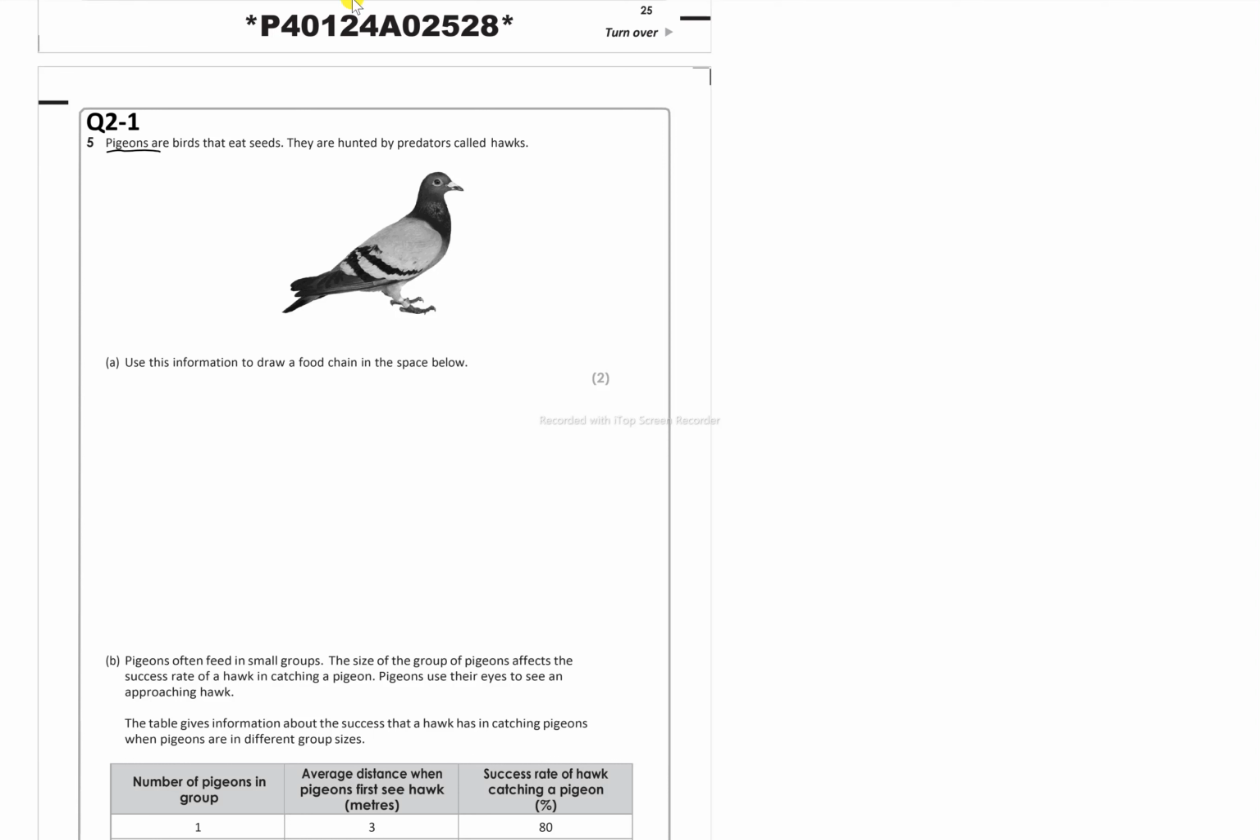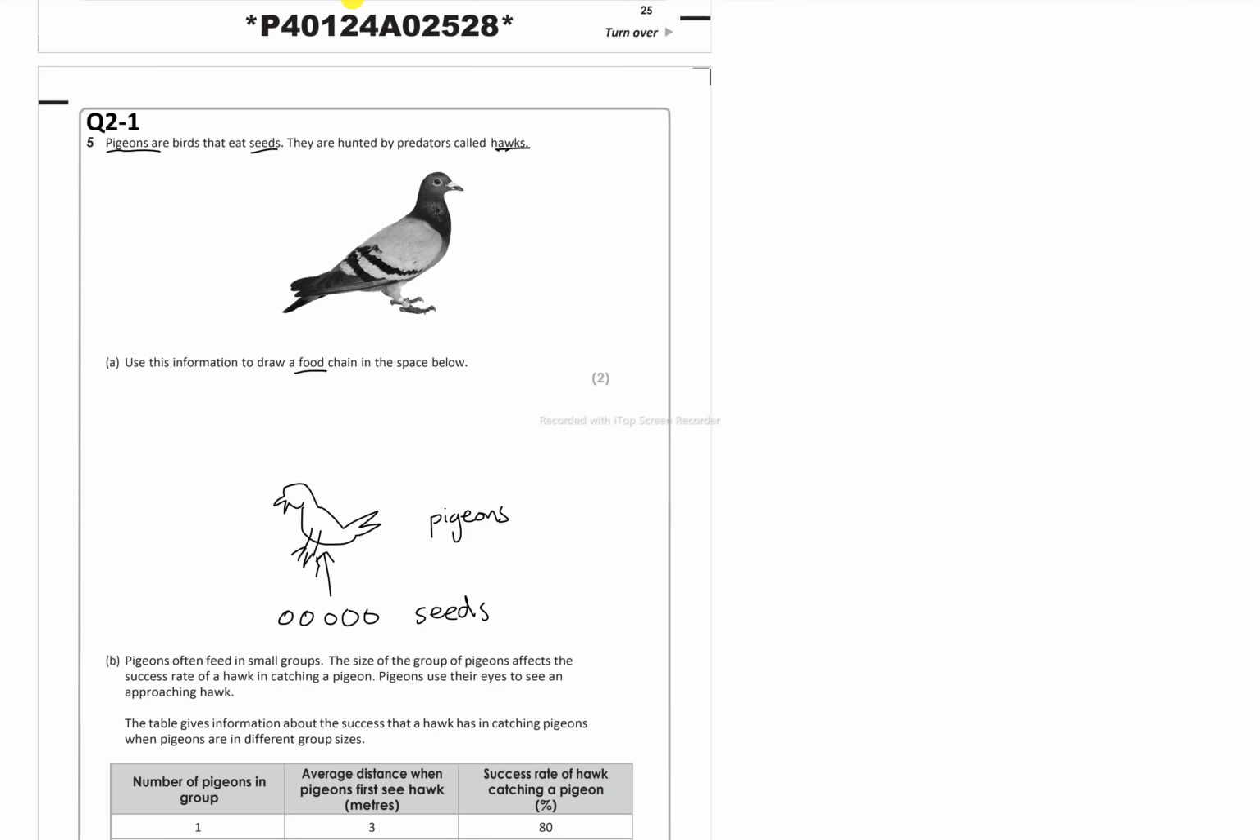Pigeons are birds that eat seeds. They are hunted by predators called hawks. Use this information to draw a food chain. So look, pigeons eat seeds. So I tend to draw that and then put seeds. Up arrow to the pigeons.